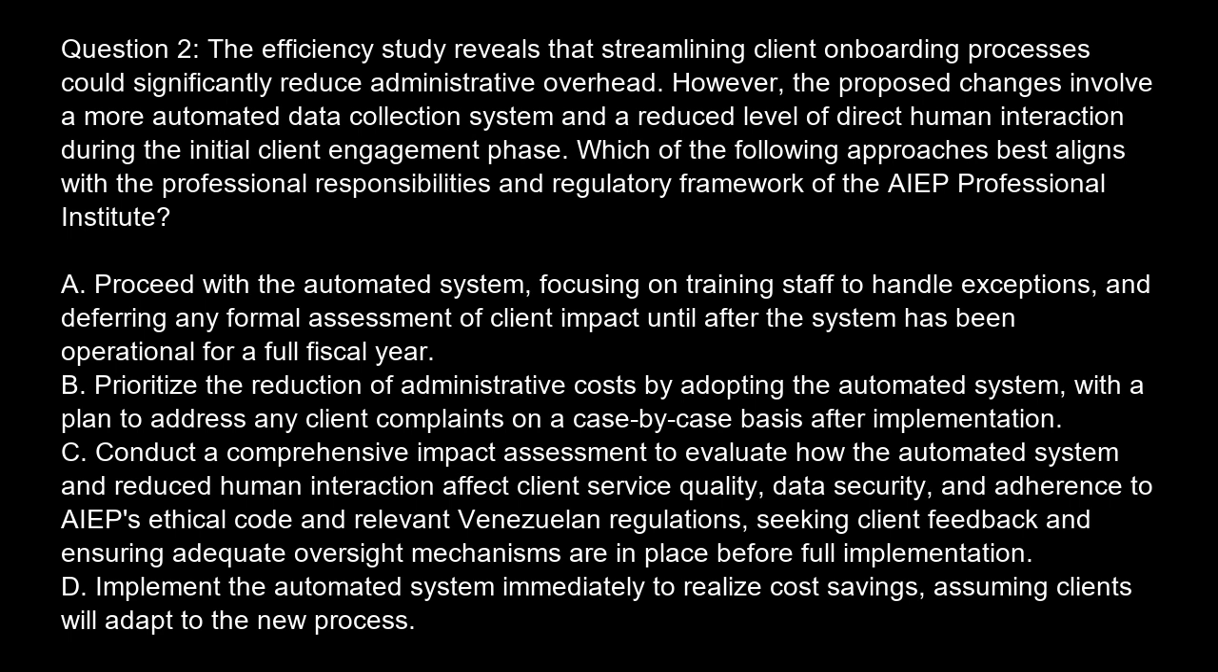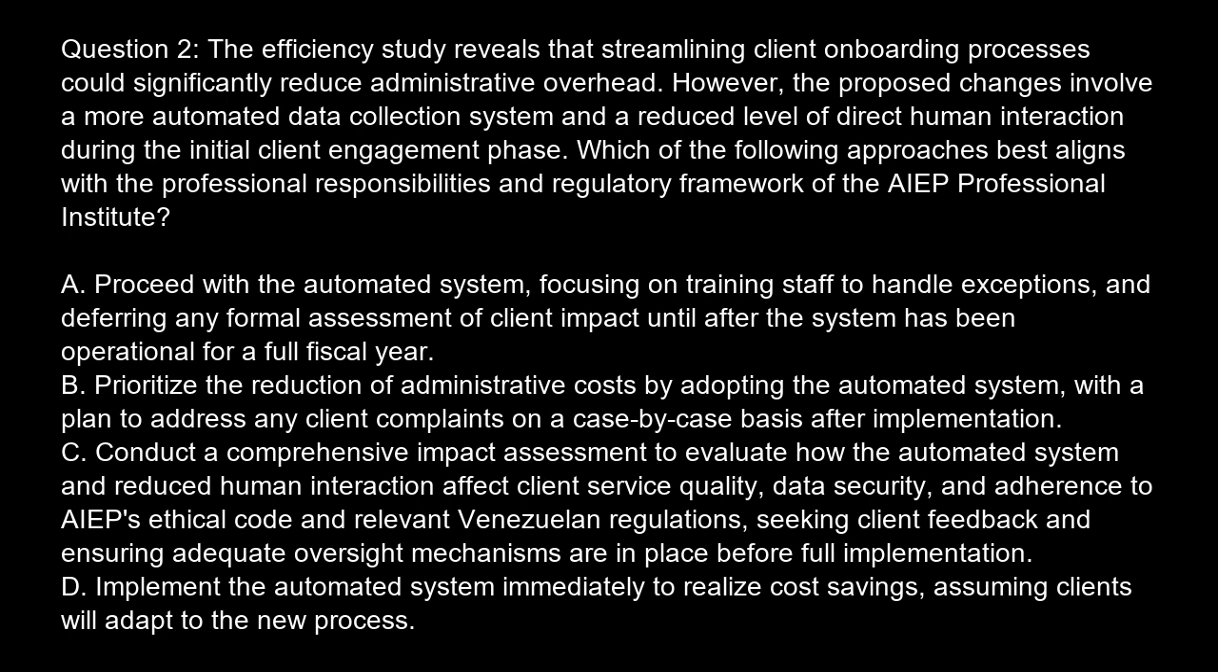Option A. Proceed with the automated system, focusing on training staff to handle exceptions and deferring any formal assessment of client impact until after the system has been operational for a full fiscal year. Option B. Prioritize the reduction of administrative costs by adopting the automated system, with a plan to address any client complaints on a case-by-case basis after implementation.